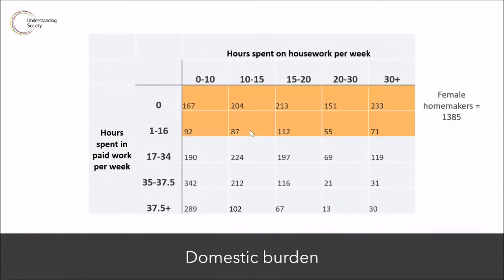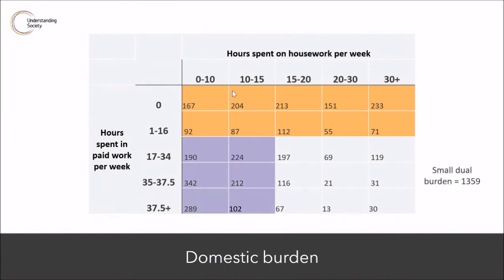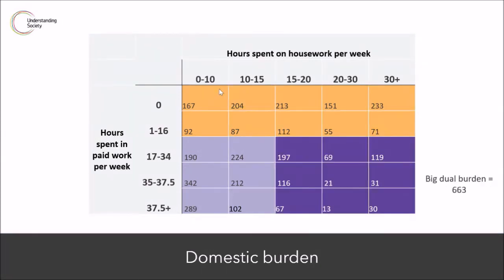So this group here, I classified as female homemakers, women who do fewer than 16 hours of paid work a week, but mostly 0 hours, and all hours of housework. So yes, there are a few women who are working here, but the majority of time is spent in the home. The next group I classified as having a small dual burden. So these are women who are working in and around the hours of a full-time job and are doing fewer or around 2 hours of housework a day. And then finally, my large dual burden group, these are women who again have a full-time job but are doing on average 2 or more hours of housework a day.